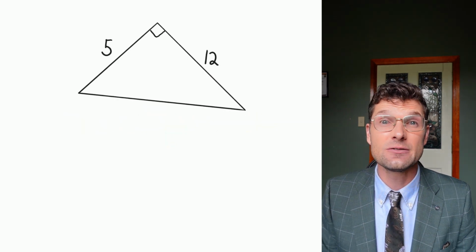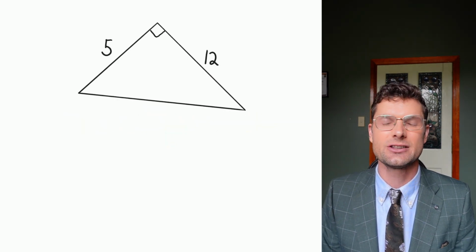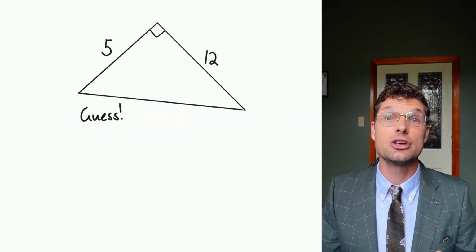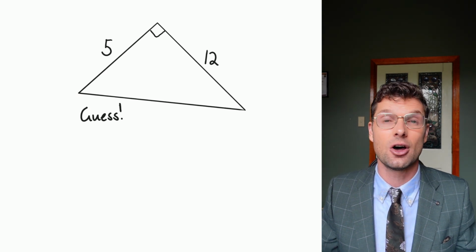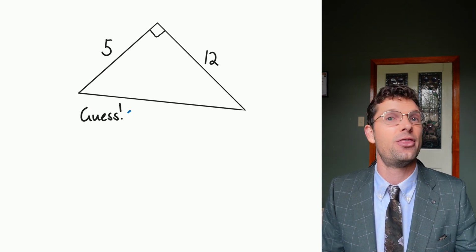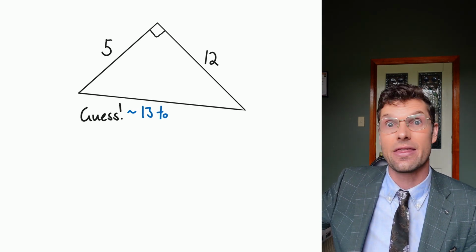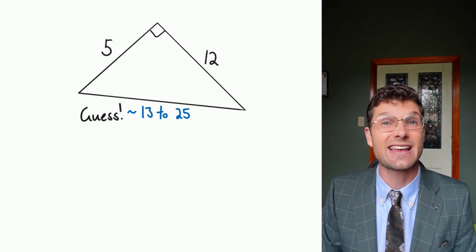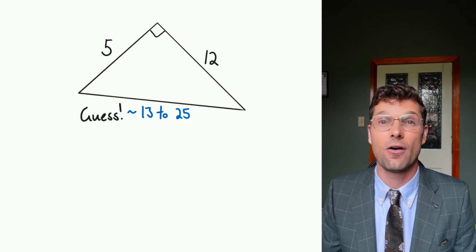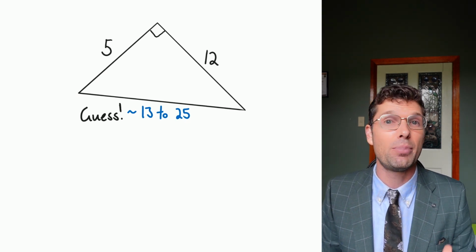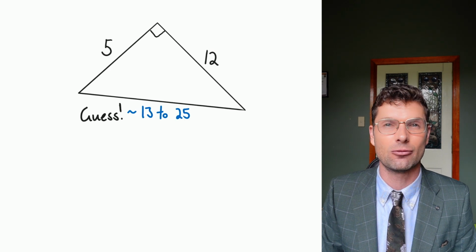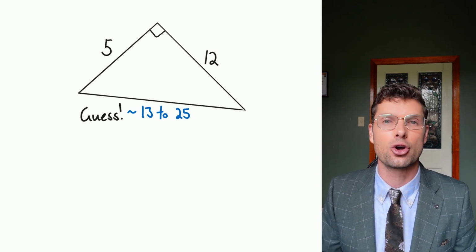So for this one, we've got 5 and 12 as our two short sides, and we want to have a guess first. So because it's the hypotenuse, the longest side, any guess from 13 and above is going to be a good guess. We know it's probably not going to be 1,000 or 100, so I would say any answer between 13 and 25 is a good number. If you get below 12, you've definitely done something wrong because it has to be the longest side.